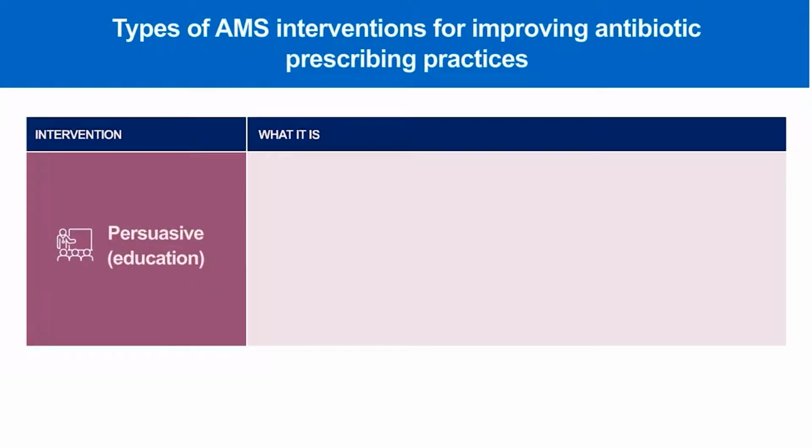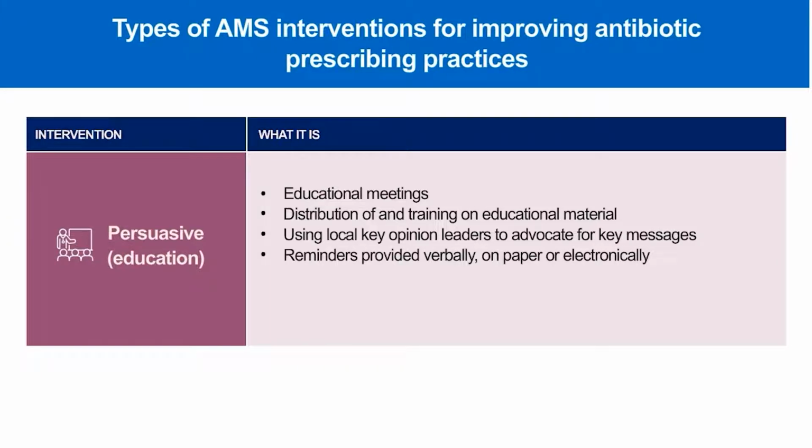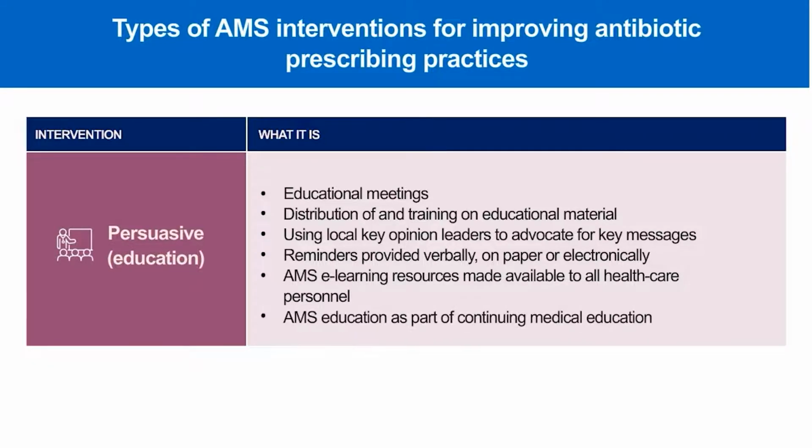Persuasive educational interventions include educational meetings, for example, basics on antibiotic use, case-based discussions, morbidity and mortality, significant event analysis, lectures on specified topics. Distribution of and training on educational material, for example, training on clinical practice guidelines. Using local key opinion leaders, champions, to advocate for key messages. Reminders provided verbally, on paper or electronically. AMS e-learning resources made available to all healthcare personnel. AMS education as part of continuing medical education.